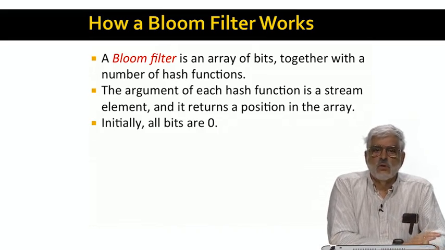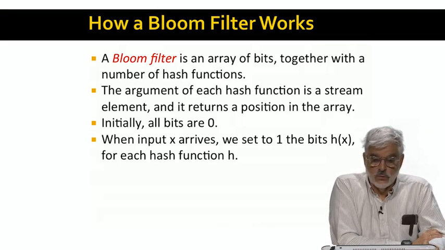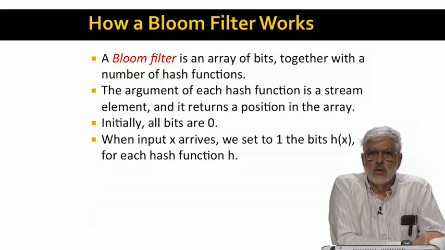So we're going to start with all the bits of the array equal to 0. And now, suppose an element x arrives on the stream. We compute the values of h of x for each hash function h in our collection. That gives us some number of bits. Turn each of these bits to 1 if they were not already 1.